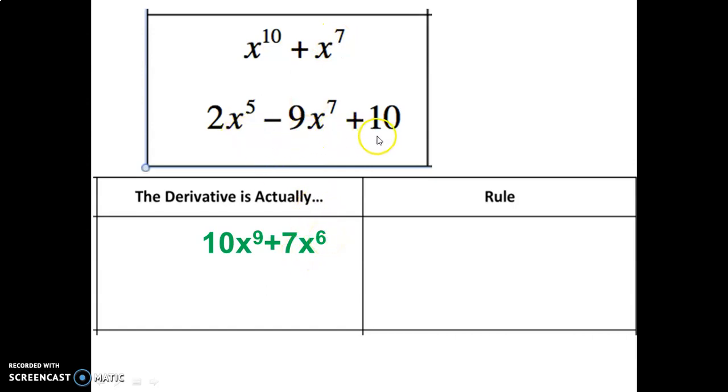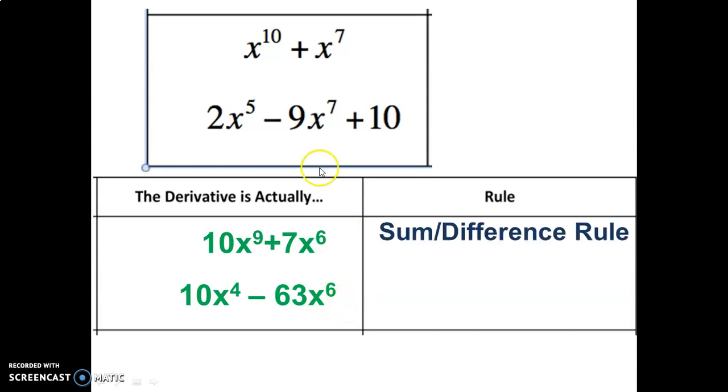So what will the derivative of this one be? Okay, we have this. 5 drops down times 2. 7 drops down times 9. And then the 10 is a constant. Remember, that becomes 0, so it's gone. This is called the sum or difference rule. So when you have sums or differences of different terms, you just apply the power rule to each term. So the derivative of that is derivative of the first one plus the derivative of the second one.